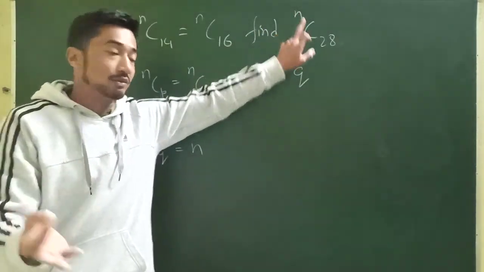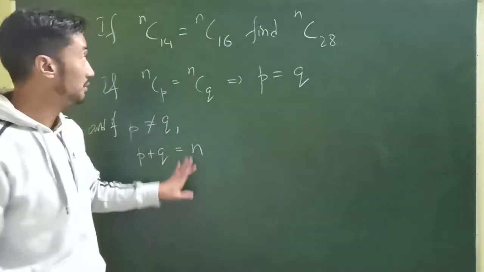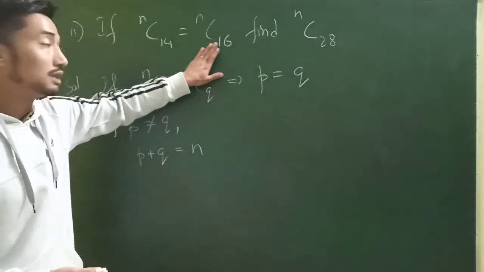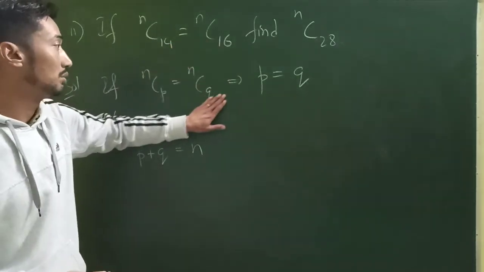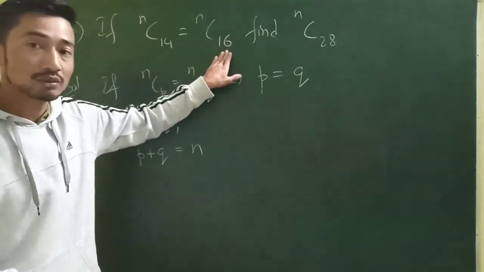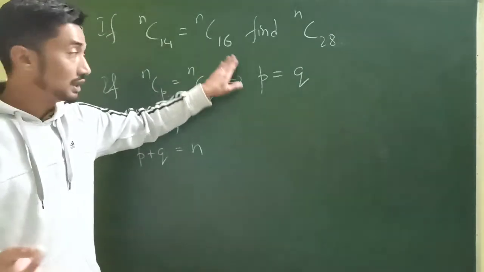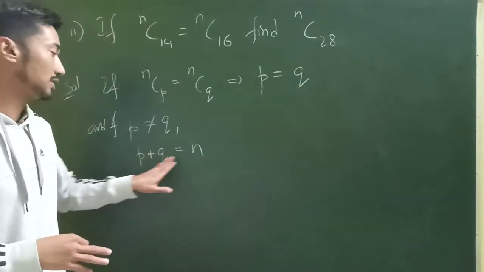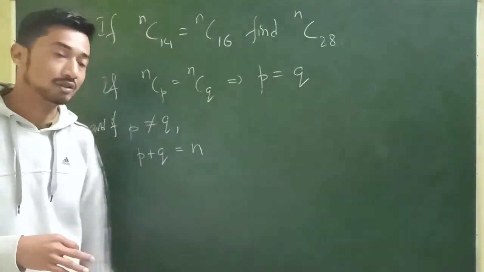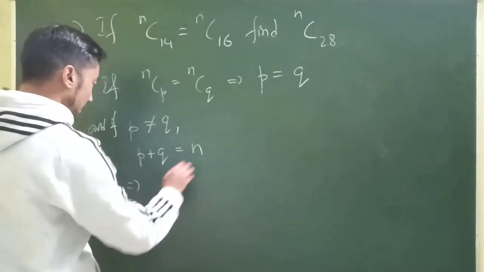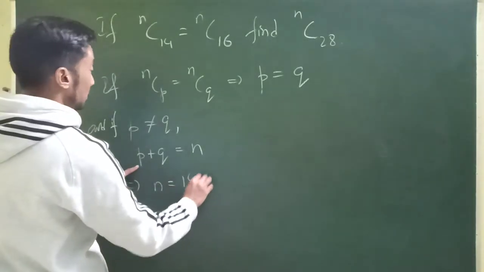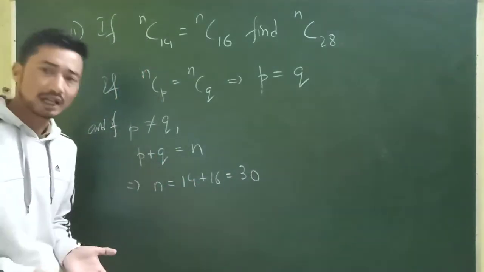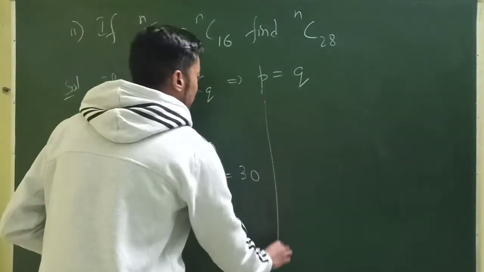To find nC28, I need n, and I will find that n from this theorem. Since nCp is equal to nCq, when can that happen? Only when p is equal to q. But here p is not equal to q, 14 is not equal to 16. But we also know that if p is not equal to q, then again the complementary, p plus q should be equal to n. We just studied that theorem. So n is p plus q, that is 14 plus 16, so n is 30. Now that we have our value of n, we can proceed.